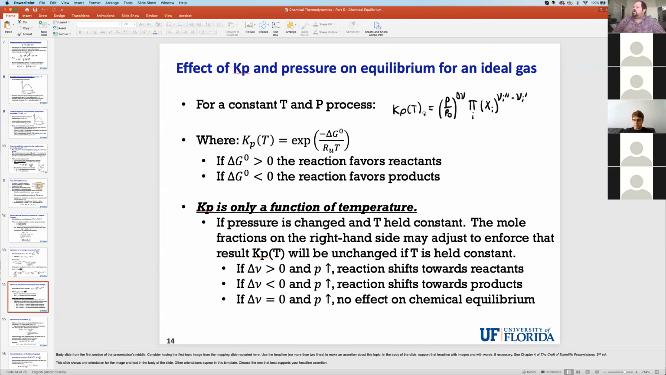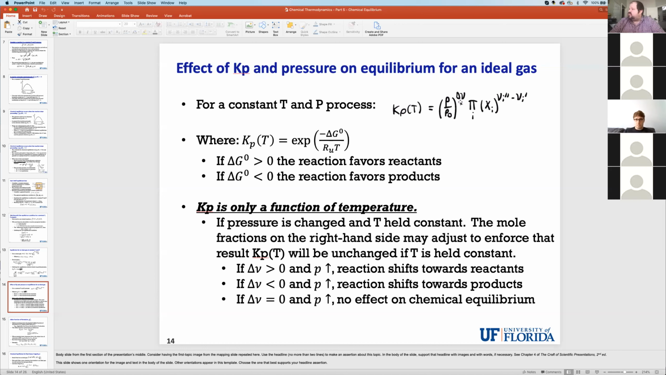So if you look at this expression here, if delta nu is greater than 0 and we increase pressure, this term increases, and since the product of this term and this term has to be constant, if this term increases, this term has to decrease. If this term decreases, that means we shift the chemical reaction towards the reactants.